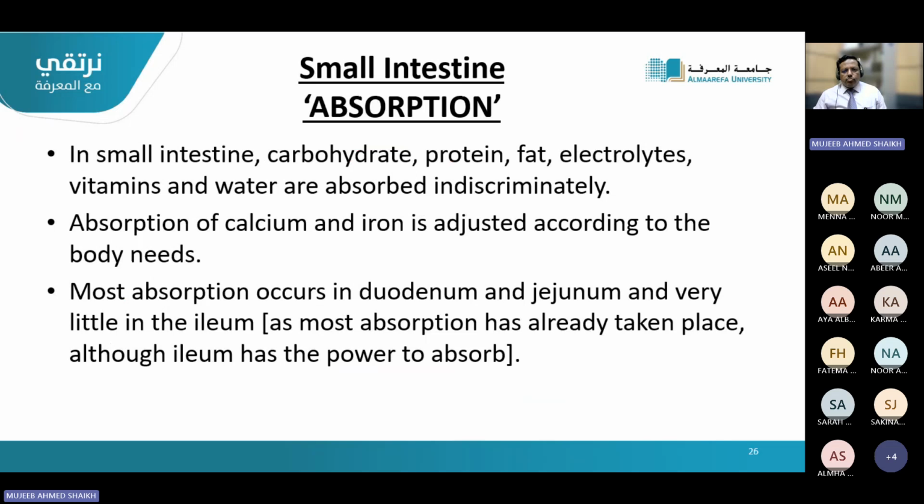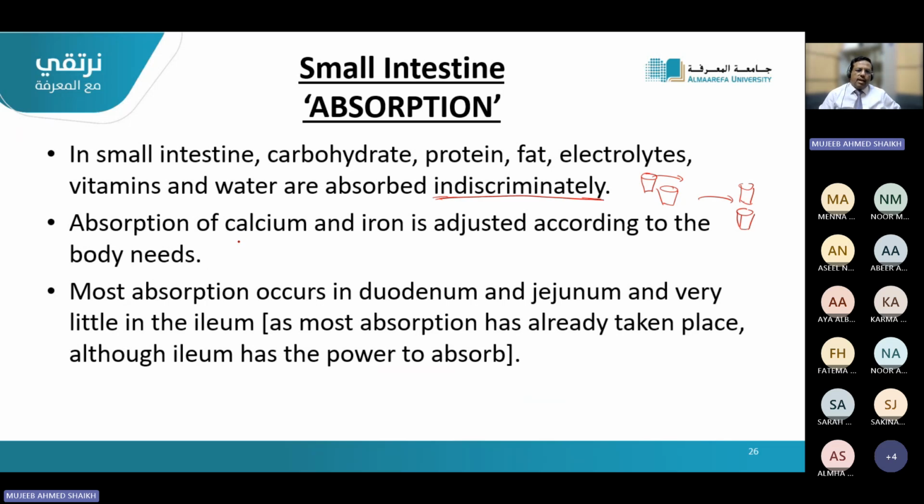So in the small intestine, absorption of carbohydrate, fat, and protein will take place. Vitamins and water are absorbed indiscriminately. What is the meaning of indiscriminately? Randomly. No, if you take 1 glass of sugary syrup, 1 glass will be absorbed. If you increase to 2 glasses of sugary syrup, 2 glasses will be absorbed. This is called indiscriminately.